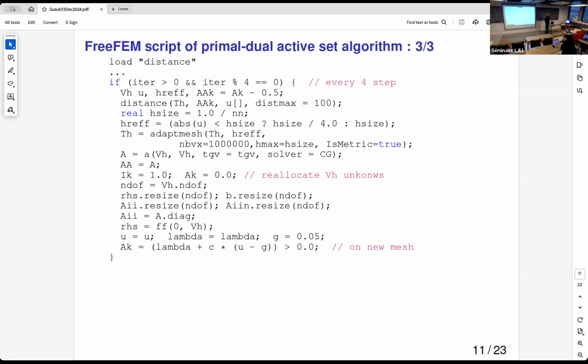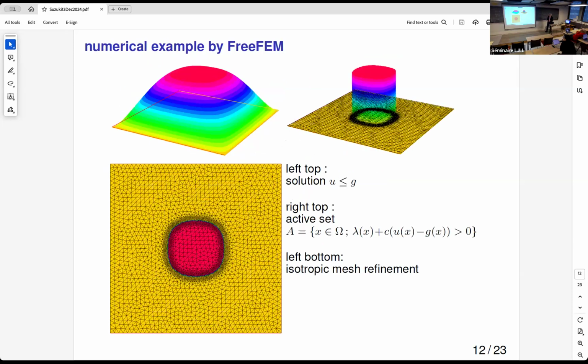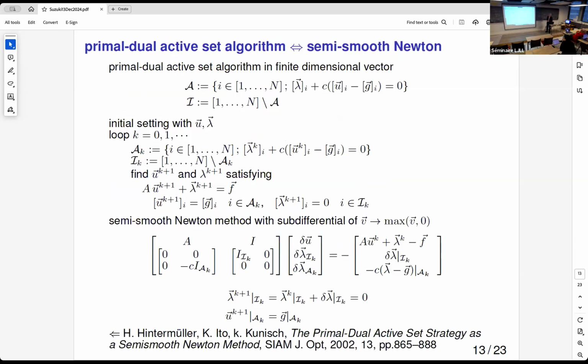And also I already said that we have some good steps to introduce mesh refinement, looking at some distance using information of the Lagrange multiplier. We can introduce some mesh refinement. So this is the result. But I'd like to introduce the completely, sorry, to do that much.